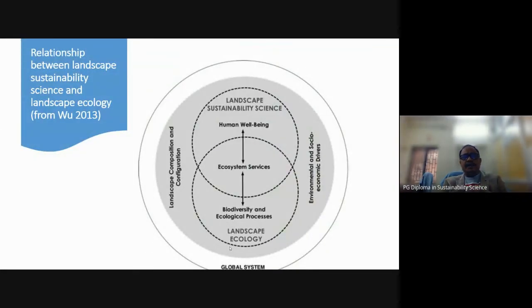Here you will see how human well-being, landscape, sustainability science and landscape ecology are closely related. Ecosystems have services. Here you will see we have a global system, and under that we have a socio-economic, socio-ecological system. In landscape sustainability science, as I told you, we talk about human well-being out of ecosystem services, which means the relation between nature and society has to be maintained. But in the case of landscape ecology, before we have an understanding of landscape sustainability science, we talk about the basic ecological processes, structure and function of landscapes. So this is how it is related, you will find over here, right?